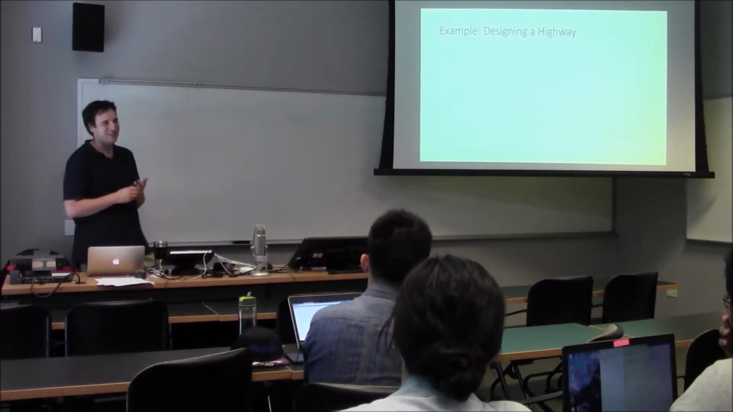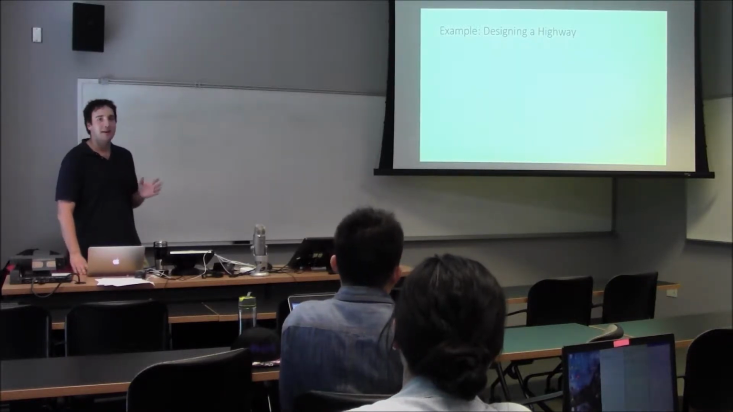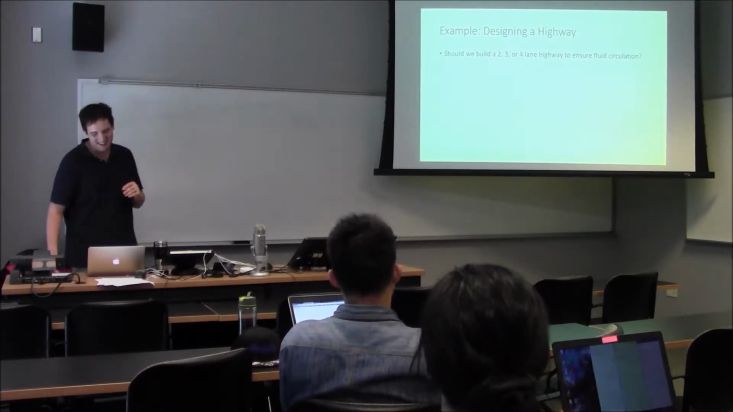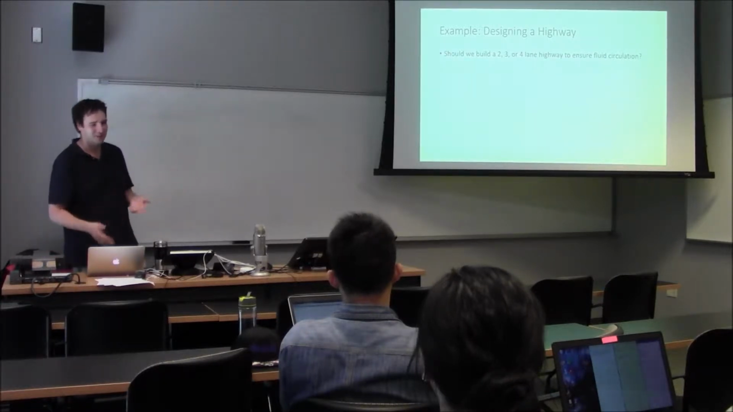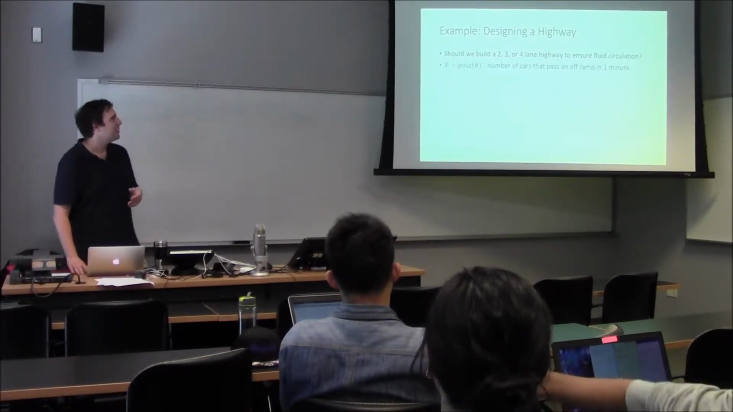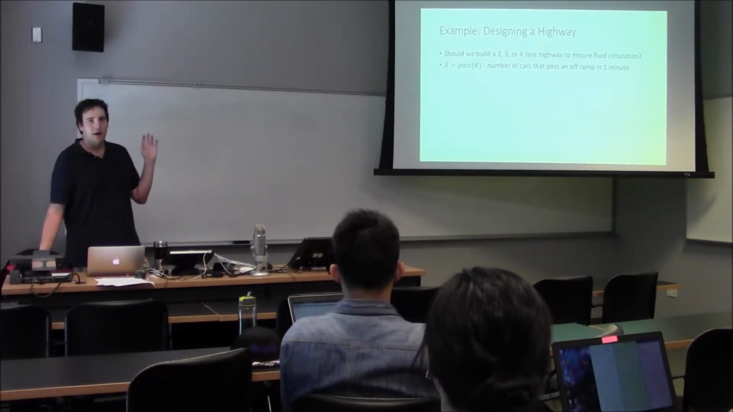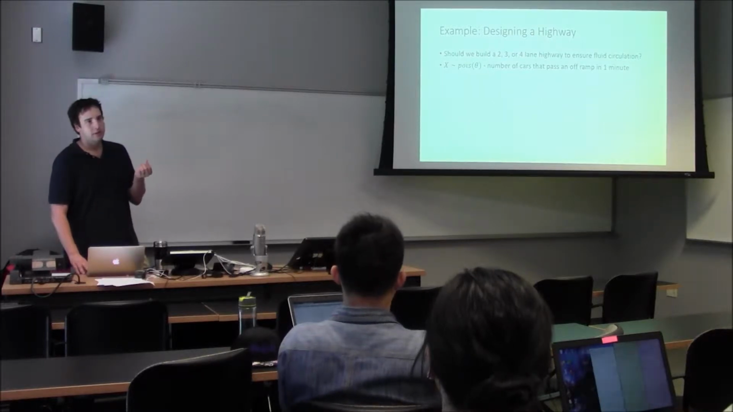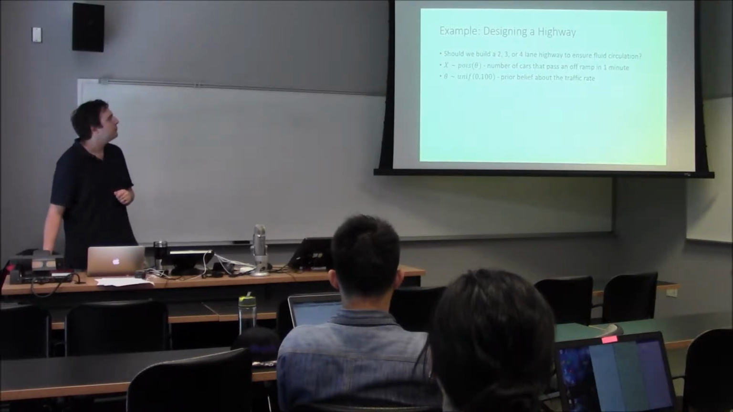So as a basic example of how all this goes together, let's design a highway. I have no idea how to design a highway, but sure, let's do it. Should this highway be 2, 3, or 4 lanes to ensure fluid circulation? Well, you have to figure out how much traffic is going through it, so let's get some data. I'm going to sit next to an off-ramp and look at how many cars pass by. The data that I'm going to collect is a Poisson random variable, the number of cars that pass by in a single minute, with theta being the rate parameter. That's the rate of cars passing by per minute.